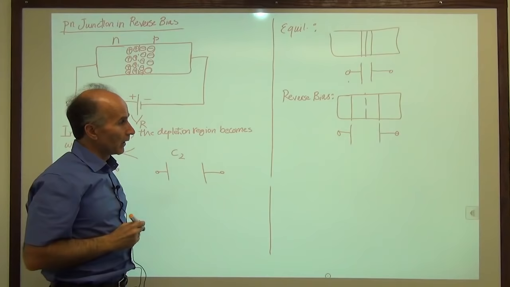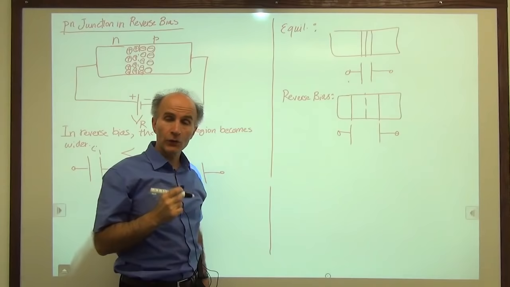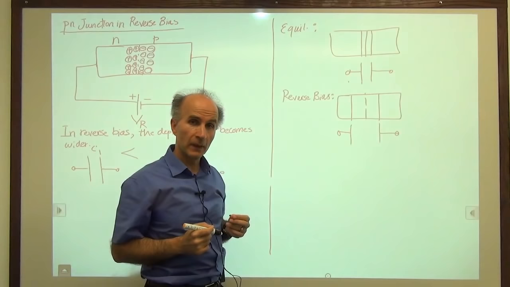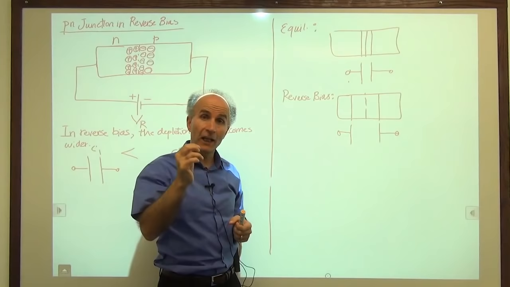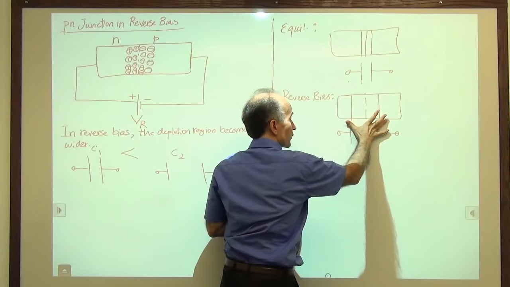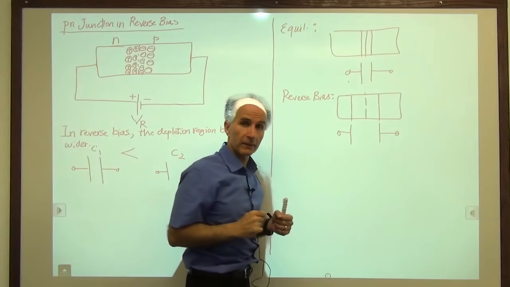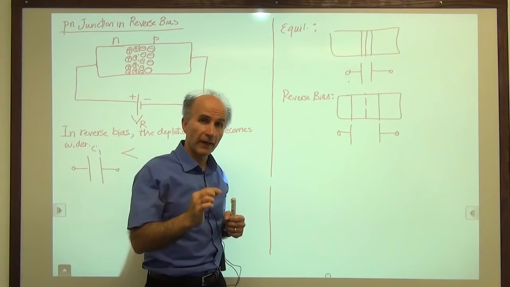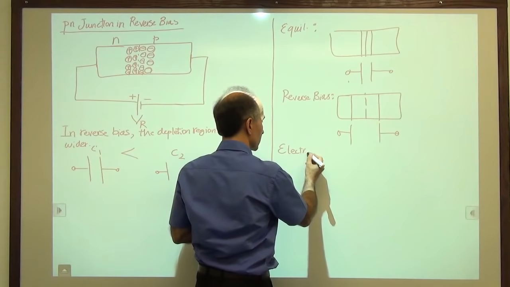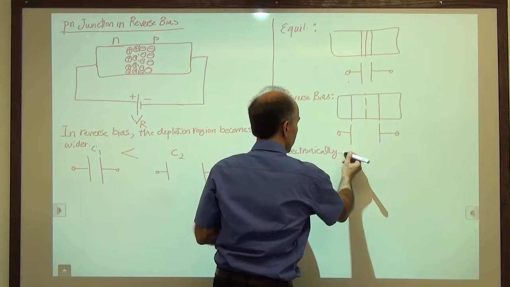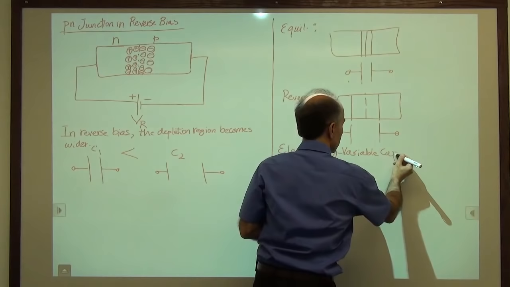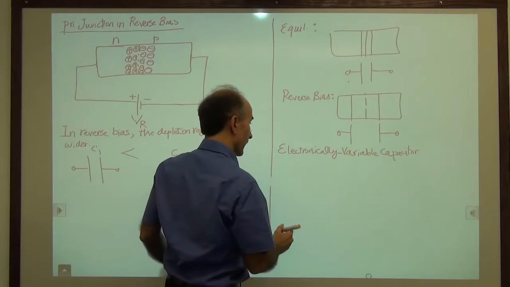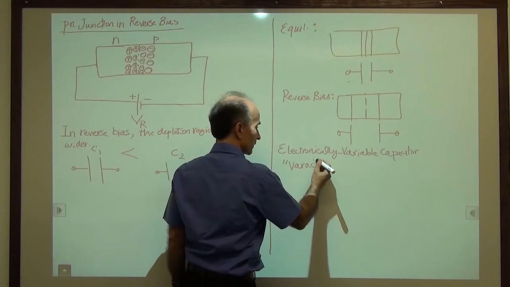Okay, so we have a capacitor whose value can be controlled. Here it has a higher value, here it has a lower value. And it can be controlled not mechanically, we don't have a knob to turn, but electronically by a voltage. If we apply a voltage across it, the larger the voltage in reverse bias, the wider the depletion region, the smaller the capacitance. So this is what we would call an electronically variable capacitor. And in fact, we have a name for this device because it is very useful in practice. This device is called a varactor. A varactor is a capacitor whose value can be controlled by a voltage.